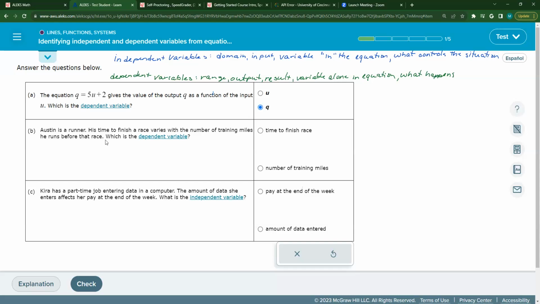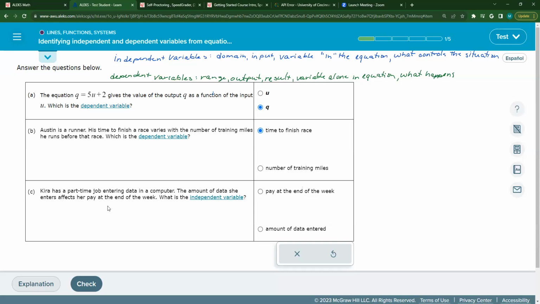Austin is a runner. His time to finish a race varies with the number of training miles he runs before the race. So his training affects the time for the race. What is the dependent variable? So that's the result, and that is going to be the time to finish the race.